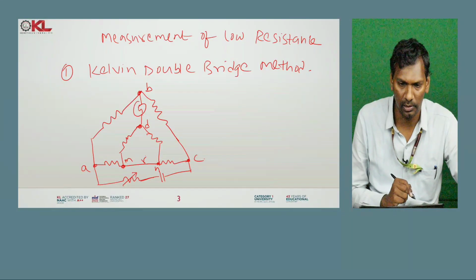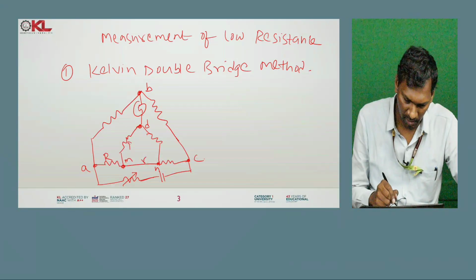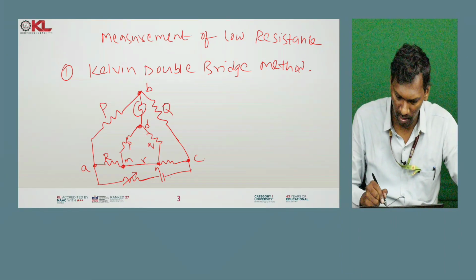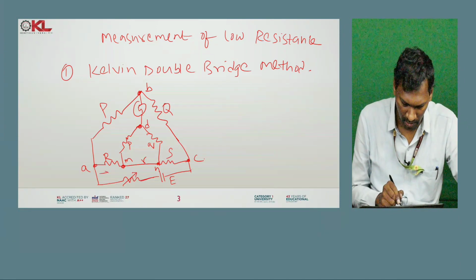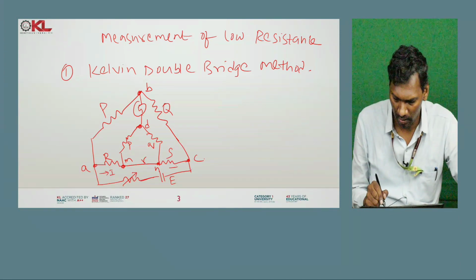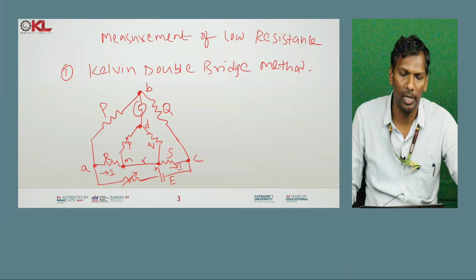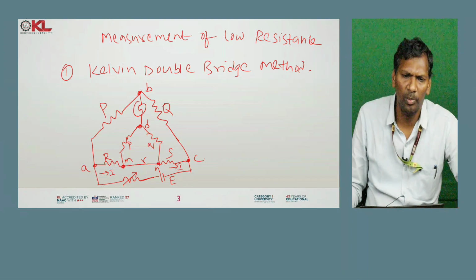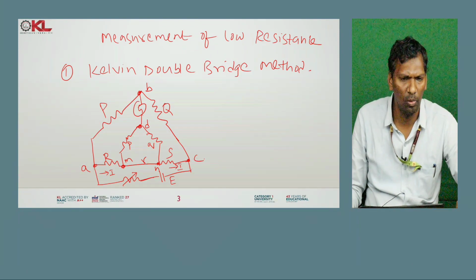Let us have small r, capital R, small p, small q, capital P, capital Q, and here it is the DC source S, and current I is flowing in this direction. Now this G is the galvanometer. This Kelvin double bridge is one of the best devices available for the precise measurement of low resistance.